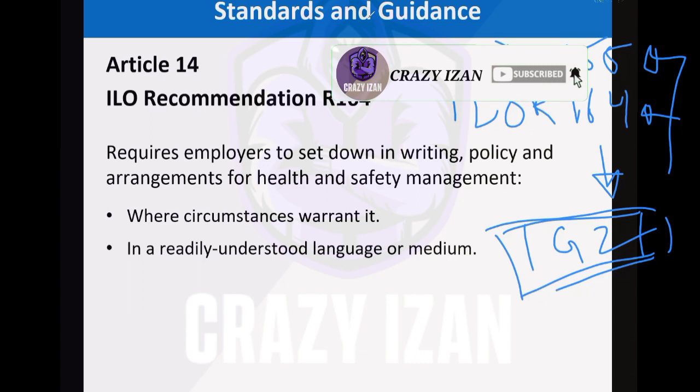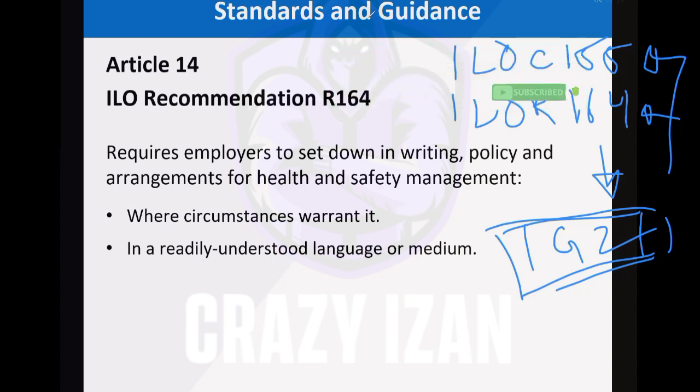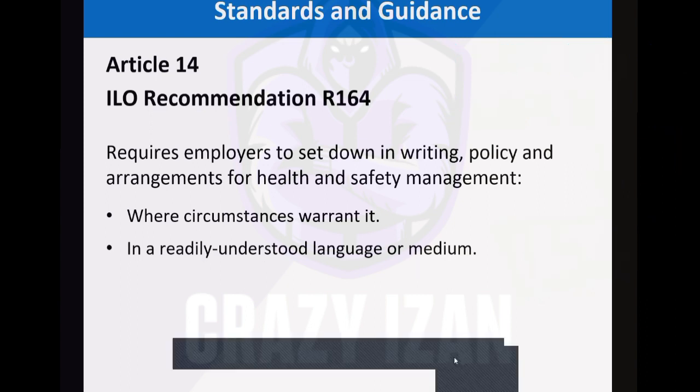So the policy must be in the language spoken by the workers. If you make a policy in English and all your workers are from India or Pakistan, then obviously that policy is useless because they don't understand English. The policy must be in a language which is readily understood by the workers, and in a medium which is readily available as well. So this is how you develop a health and safety policy.